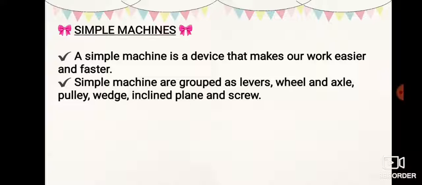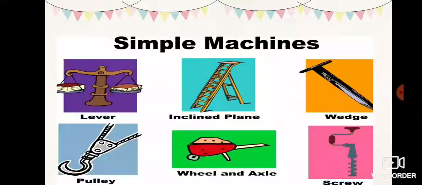Simple machines. Any of several devices with few or no moving parts that are used to modify motion and the magnitude of a force in order to perform work. Here are the examples of simple machines: lever, inclined plane, wedge, pulley, wheel and axle, screw.